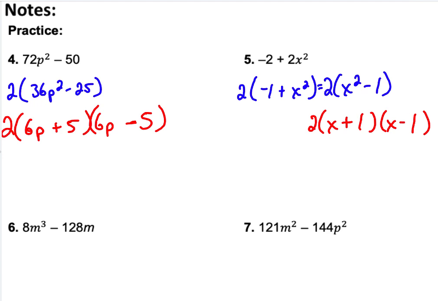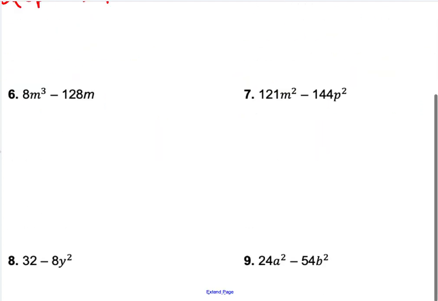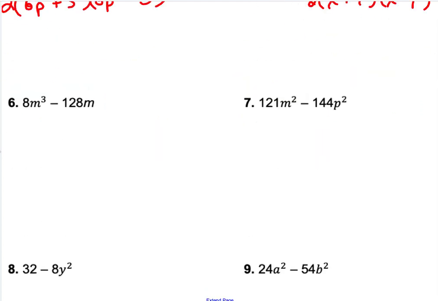All right. So let's do number 7 here real quick. I'm going to just do a handful of them. 121m squared, well, that's 11m times 11m.